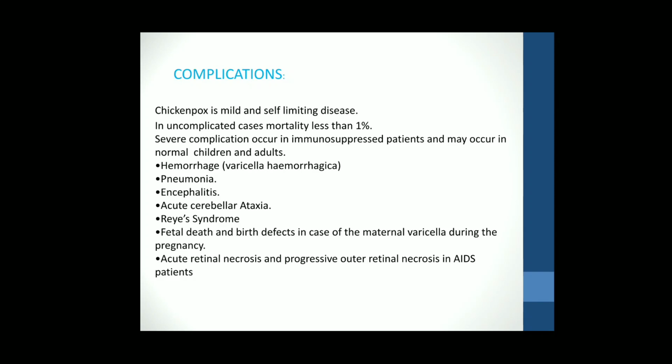Severe complications mean there is a chance of death. It is very rare, but when it is complicated, it mostly occurs in patients who have a weak immune system, and also in children and adults. Other complications include hemorrhage, due to the blisters causing bleeding in an infected patient, varicella pneumonia, encephalitis, acute cerebellar ataxia, Reye syndrome, fetal death and birth defects in case of maternal varicella during pregnancy, and acute retinal necrosis and progressive outer retinal necrosis in AIDS patients.